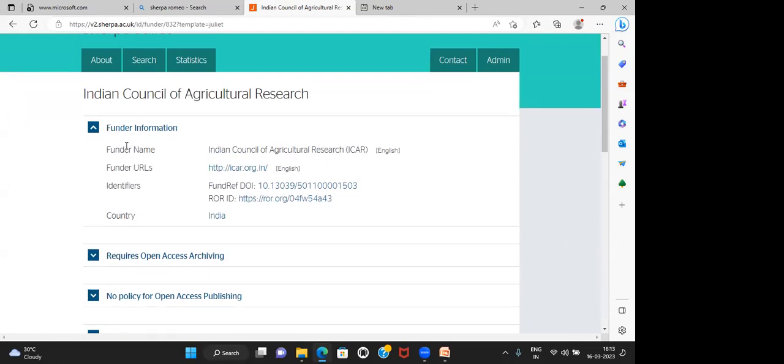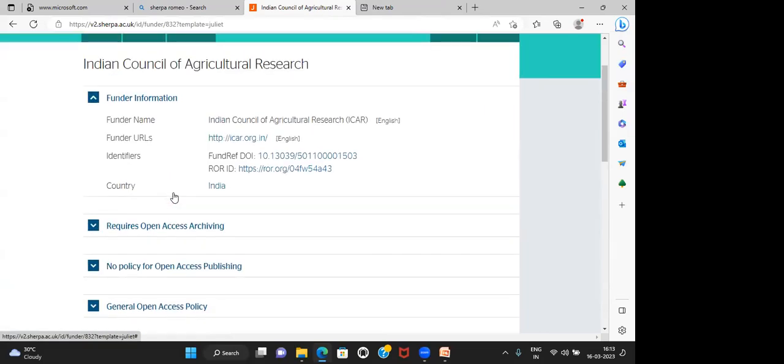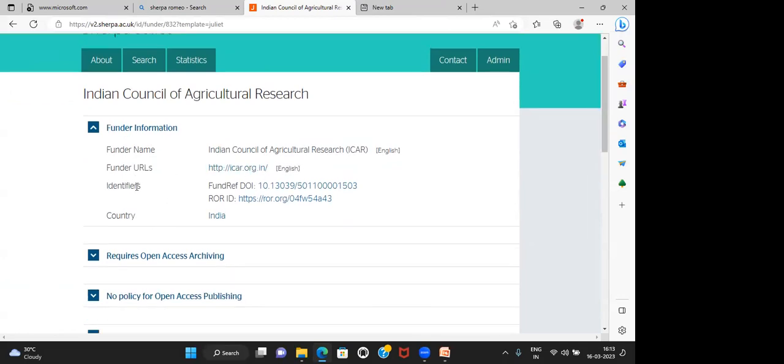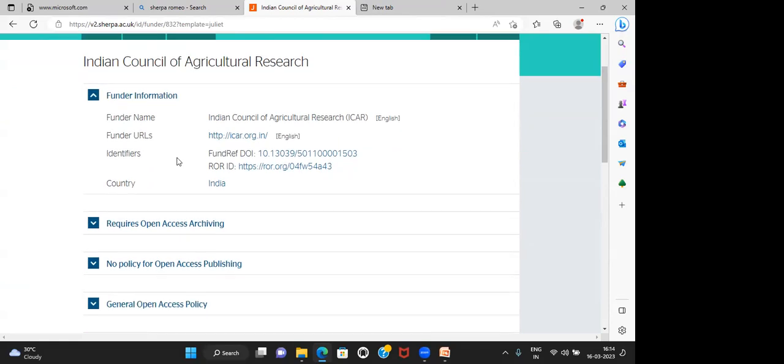And now you see the insight of the policy. Here you see there are different categories of information available. Now the funder's information: funder's name, the Indian Council of Agricultural Research, ICAR. The funder's URL is also mentioned here. Identifiers, that is a reference number, is also given here. Country name is also given. So this is the basic information under the funder information.